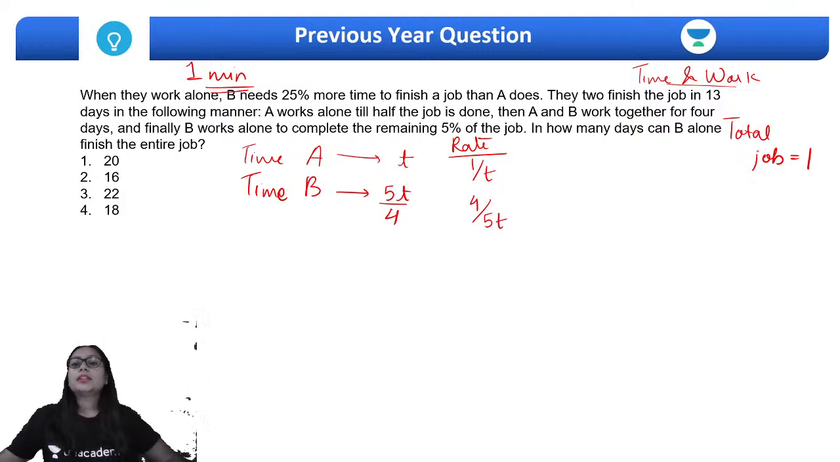Let's continue. They two finished the job in 13 days. So in total, the job is finished in 13 days.